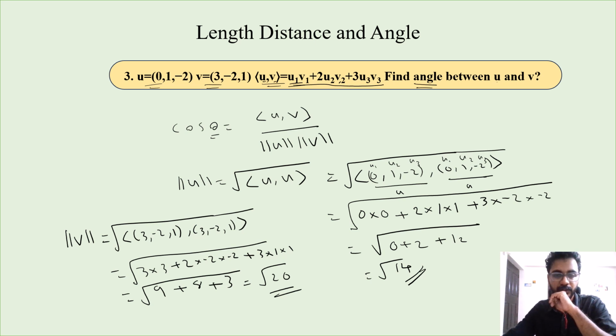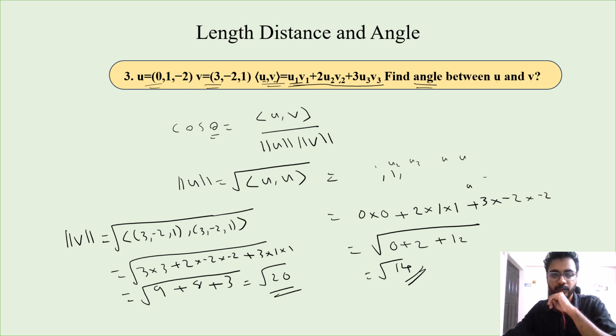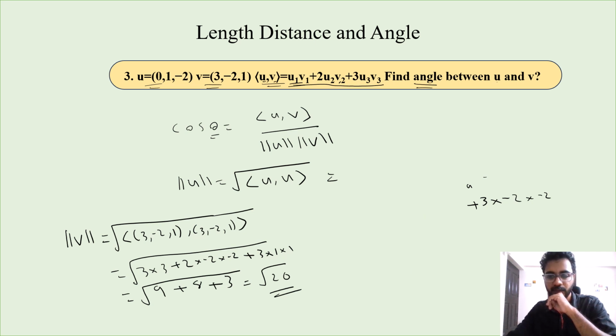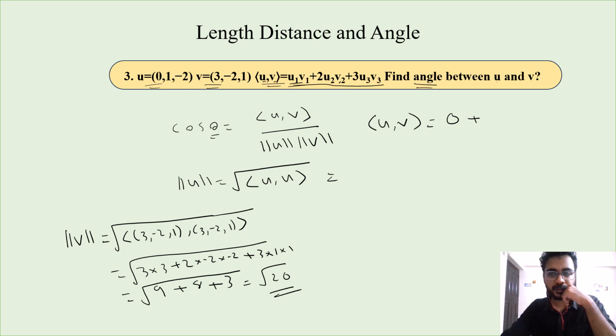So now we need to calculate the inner product u comma v. I am just erasing this so that I can write here. Okay, inner product u comma v can be written as u1 v1 plus 2 u2 v2 plus 3 u3 v3. So I am substituting directly for u1 v1. I can write 0 plus 2 into u2, 1 into v2. v2 here is minus 2, plus 3 into u3. u3 is minus 2 into v3 is 1. Okay, so minus 4 minus 6, which is equal to minus 10.